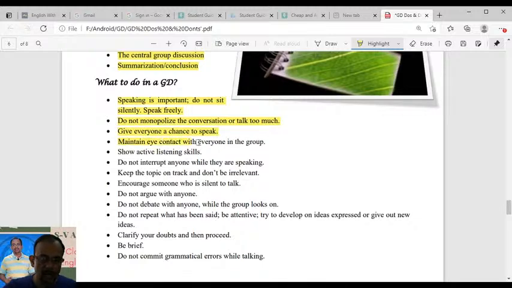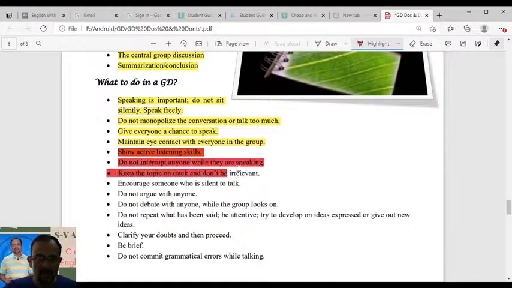Maintain eye contact with everyone in the group. Show active listening skills, very important. You need to show active listening skills, dear students. It is very, very important that you show active listening skills. Do not interrupt anyone while they are speaking. Okay. Encourage someone. Do not argue with anyone.